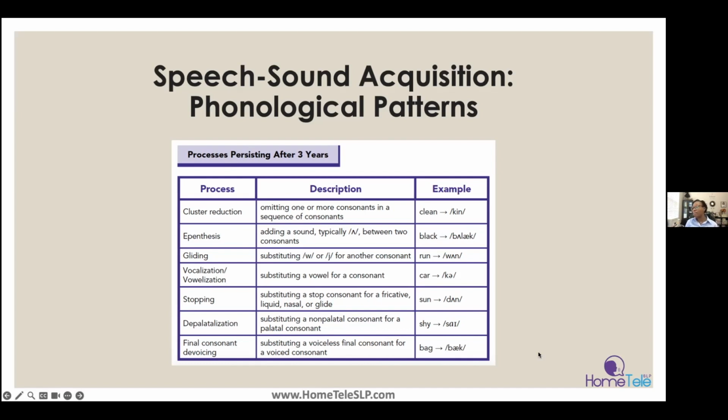And then we have the last one, final consonant devoicing. I'm going to skip the one before that and just hit on some of the more common ones that we see in children, which is when they will devoice the final consonant in the word. Certain sounds can be voiced or unvoiced. For example, K and G, they're produced in the same place.